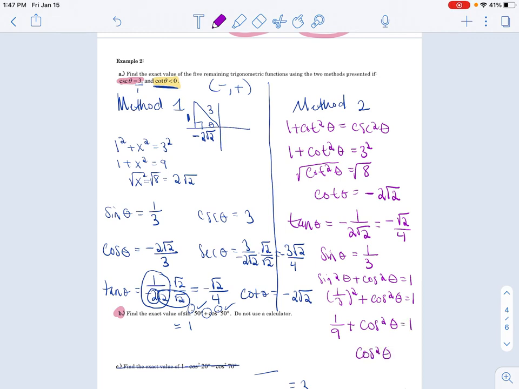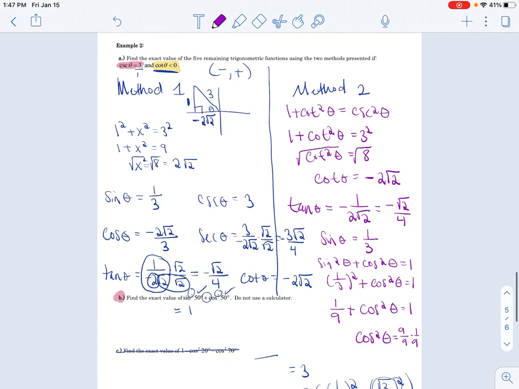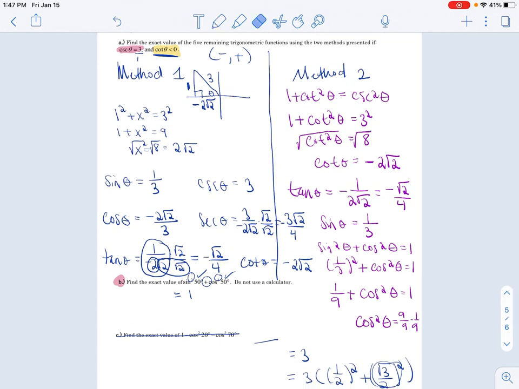All right, if I isolate that, realize that 1 is 9/9 because I have to have a common denominator. Don't shut down with fractions anymore. Try to embrace them. They're never going away. So I end up getting cosine squared equals 9 minus 1 is 8/9.